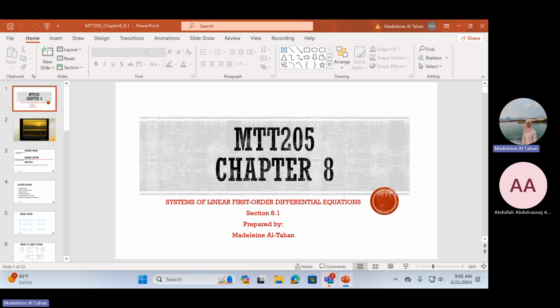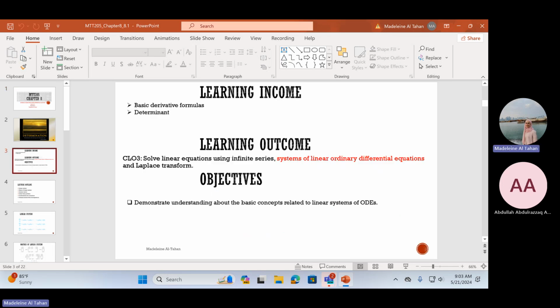When we hear the word linear, we relate it to which course? Linear algebra. And in linear algebra, any linear system, we were writing it as a matrix. So during this section, to understand what we need, we need basic derivative formulas and the determinant. When we say determinant, it means that we have a matrix.